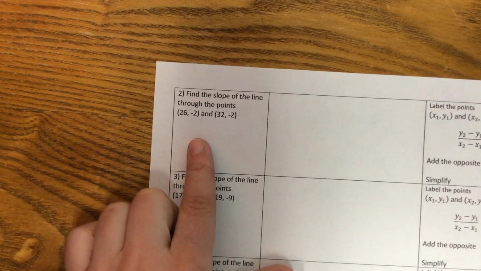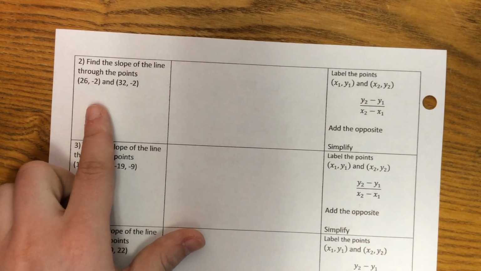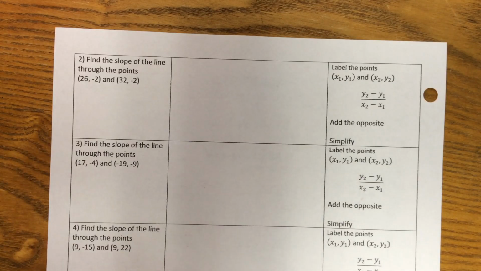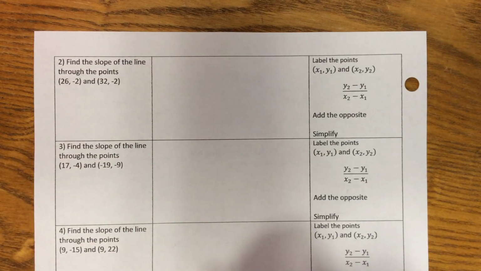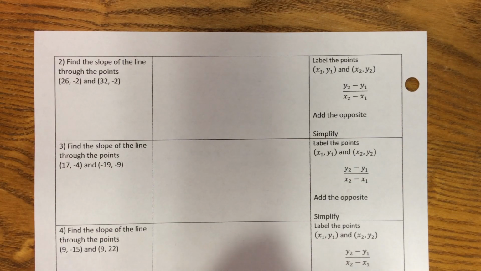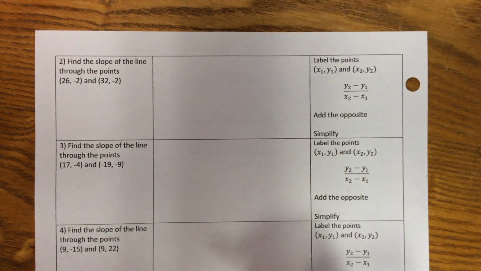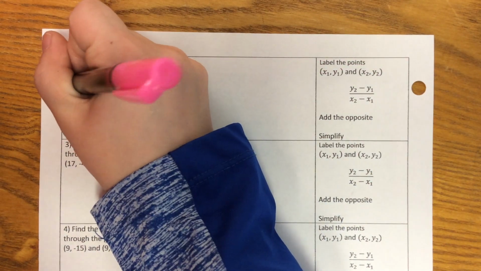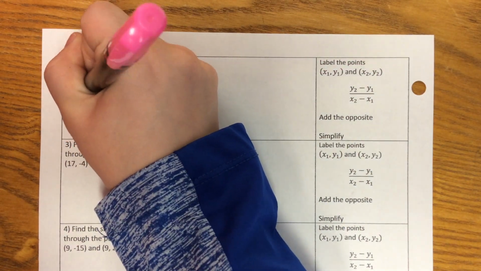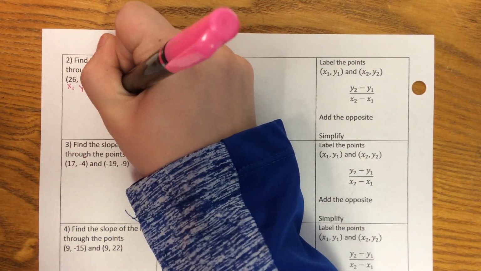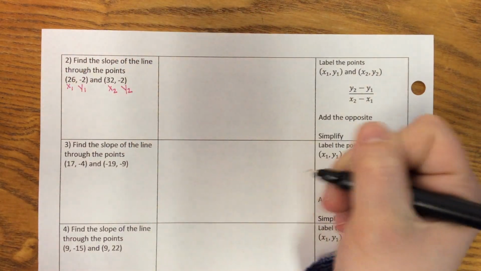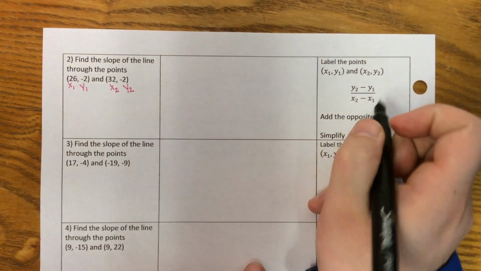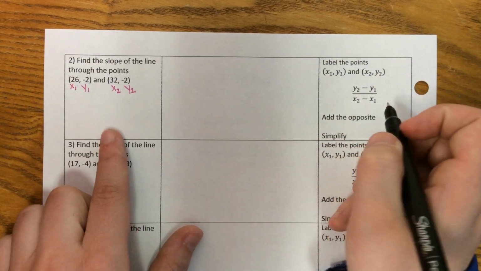Okay, so number 2. We have finding the slope between the lines through the points 26, -2, and 32, -2. So we have x1, y1, and x2, y2. I'm going to label them x1, y1, x2, y2. Okay, so I have y2 minus y1 over x2 minus x1.